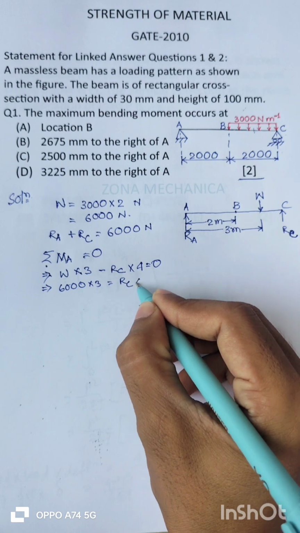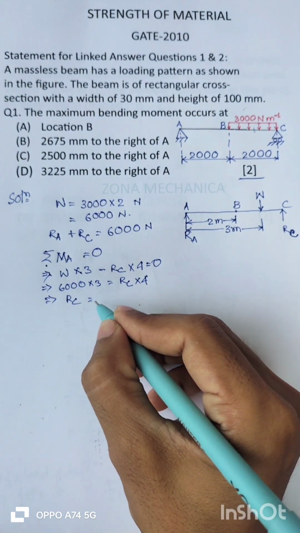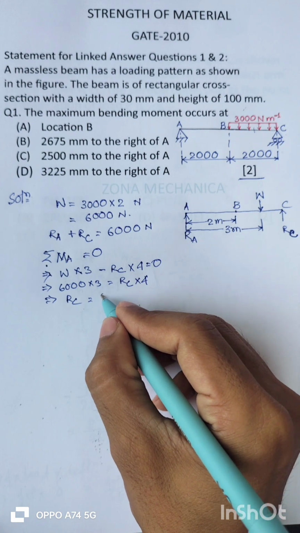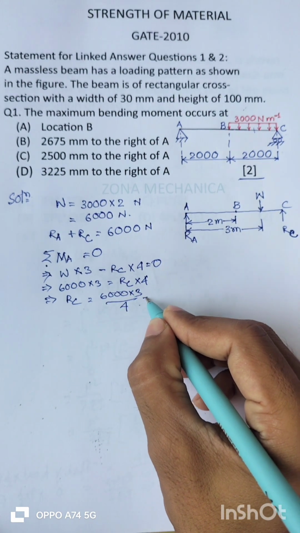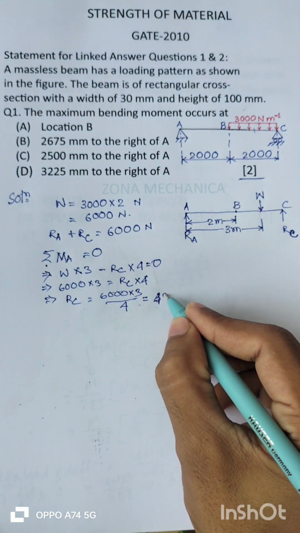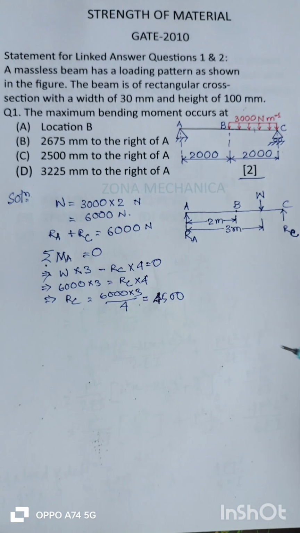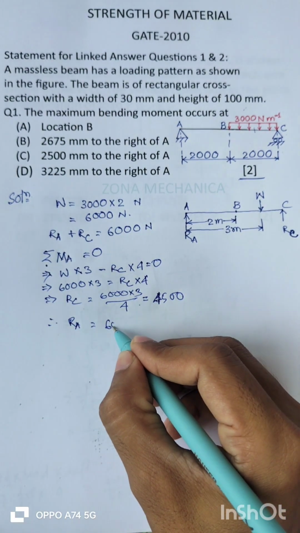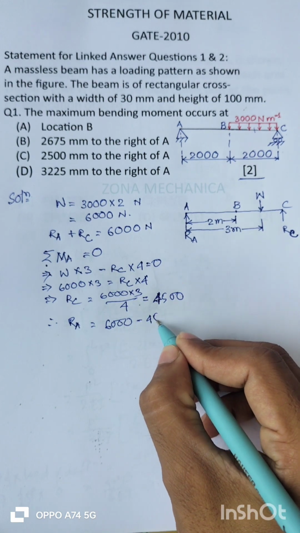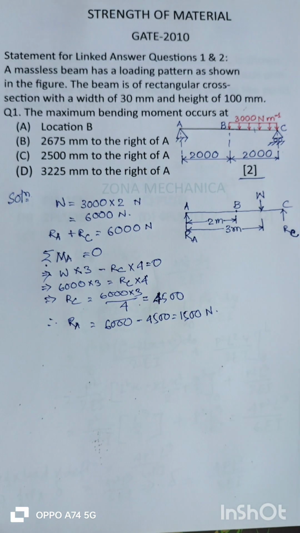which implies W, that is 6000 into 3, is equal to RC into 4, that is RC is equal to 6000 into 3 by 4, so 4500. Therefore RA will be equal to 6000 minus 4500, that is 1500 Newtons.